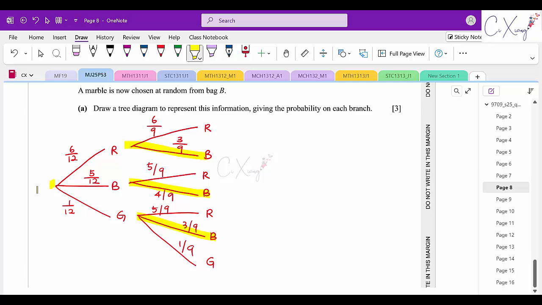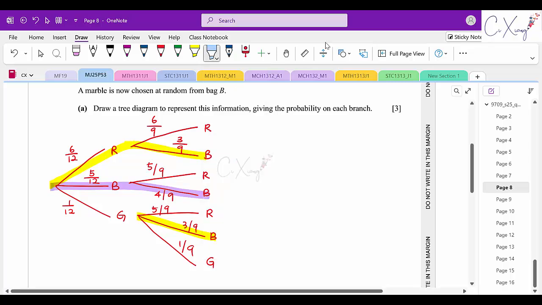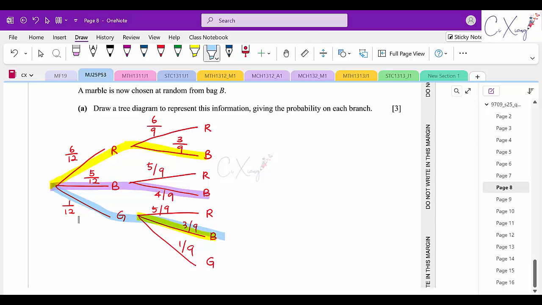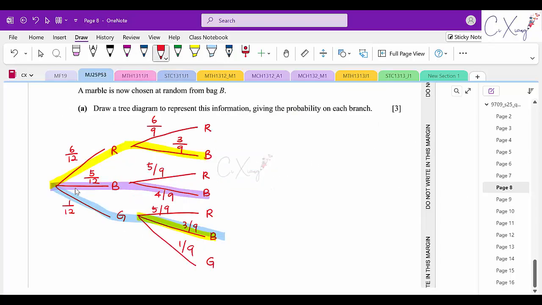From the beginning, you can see three different pathways. The first one is first red, second is a blue. Then the second case is first blue, second is also blue. And the third case will be first is green, but the second is still a blue. So there are three different pathways here. All of them belong to bag B is a blue color.